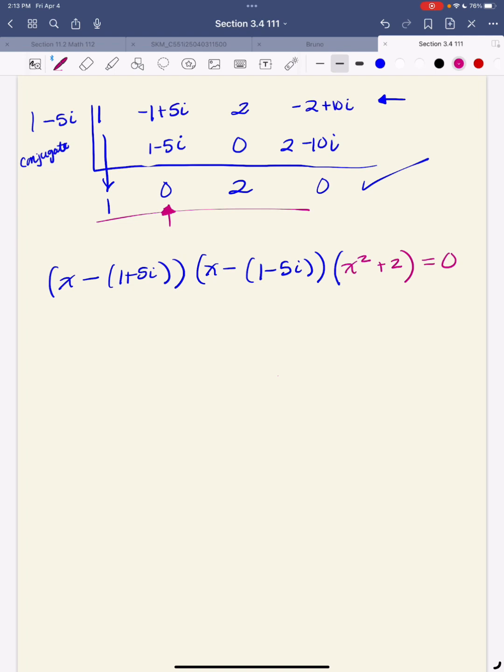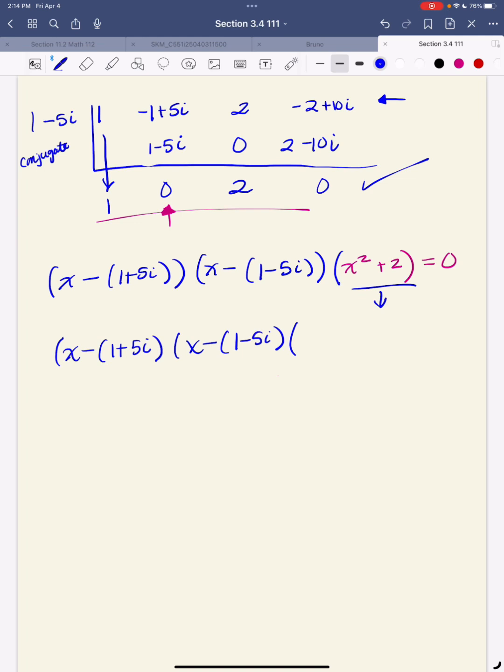So in factored form, what we get when we clean this up is that we have x minus, well, I won't distribute. I'm just going to leave this as factored form. I like it better. But I do want to clean this up, because I have x minus a 1 plus 5i, and x minus a 1 minus 5i.